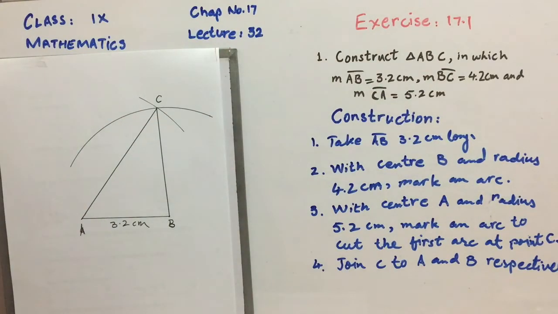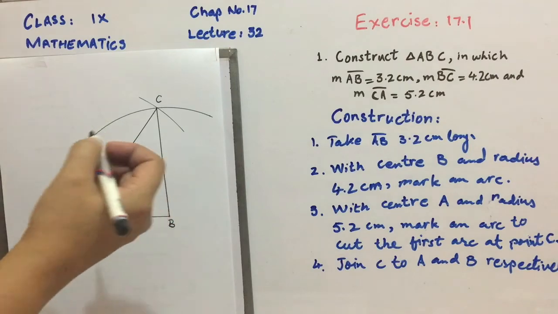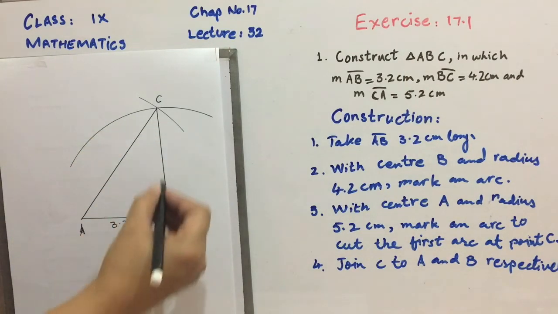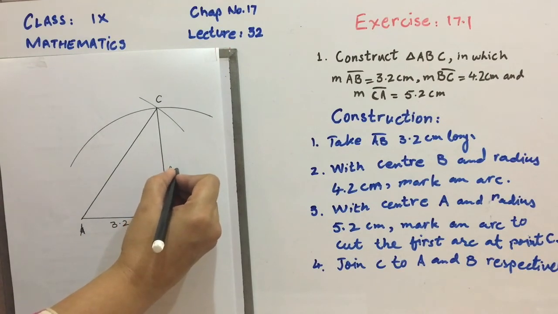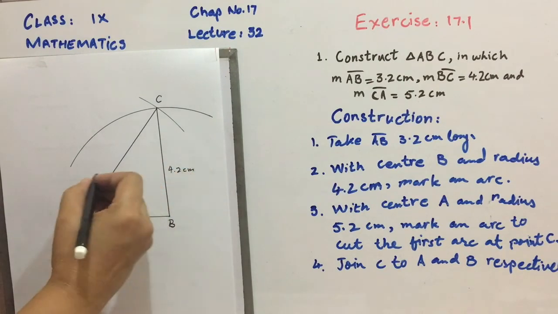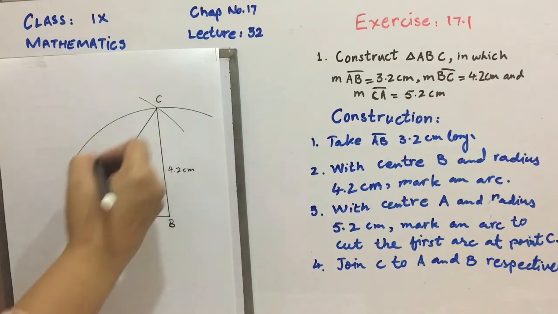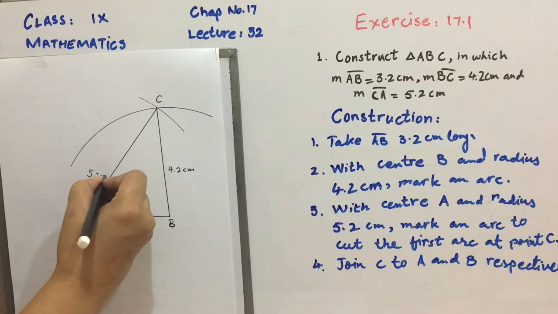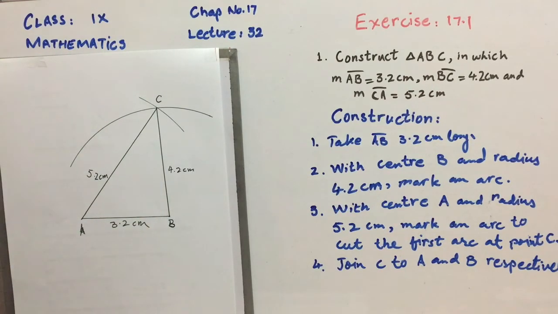Now triangle is formed. We just have to note down the measurements. Measurement BC was 4.2 centimeters and measurement CA was 5.2 centimeters. Our triangle is formed. On the same pattern, you have to construct the part 2, in which 3 sides of triangle are given.